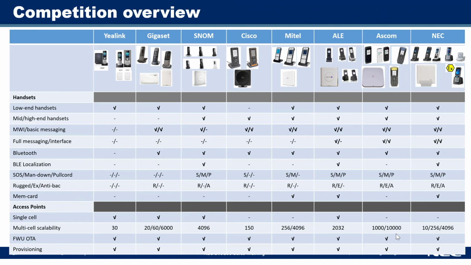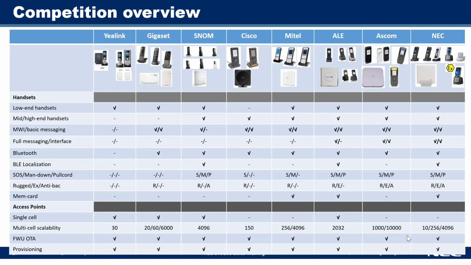So as part of today's session, I thought I'd provide you some competitive information just to show you how complete NEC's solution is when it comes to DECT. What you'll see is we have a wide range of handsets and messaging capabilities. We can provide SOS, man down and pull cord capabilities, which actually few of our competitors can do. Another interesting comparison is the range of handsets. Not only can we provide ruggedized handsets, we can provide specialized handsets that can be used in explosive environments. We also have handsets that are antibacterial covered as well. We provide full multi-cell capability and ease of provisioning, either using InDECT or a dedicated DECT server.